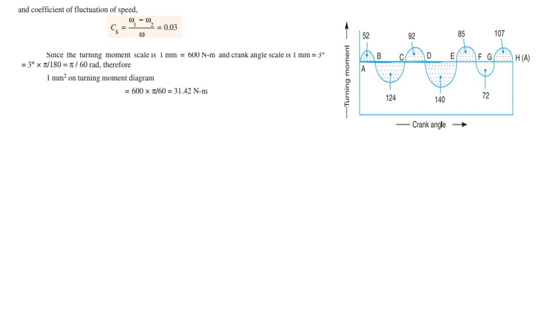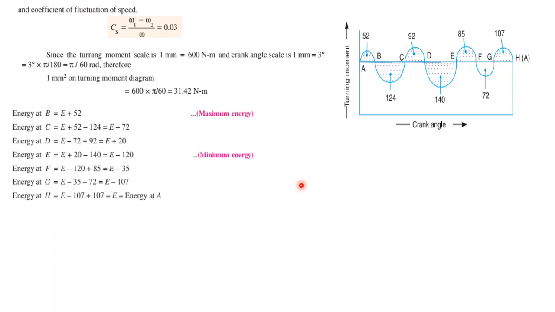How to go about that: we'll assume that at point A the energy is E. We start by letting the energy at point A, the starting point, be E, and from there we are going to do the calculations. So at point B the energy will be the energy at point A plus the energy between points A and B. Here, at point A the energy is E.